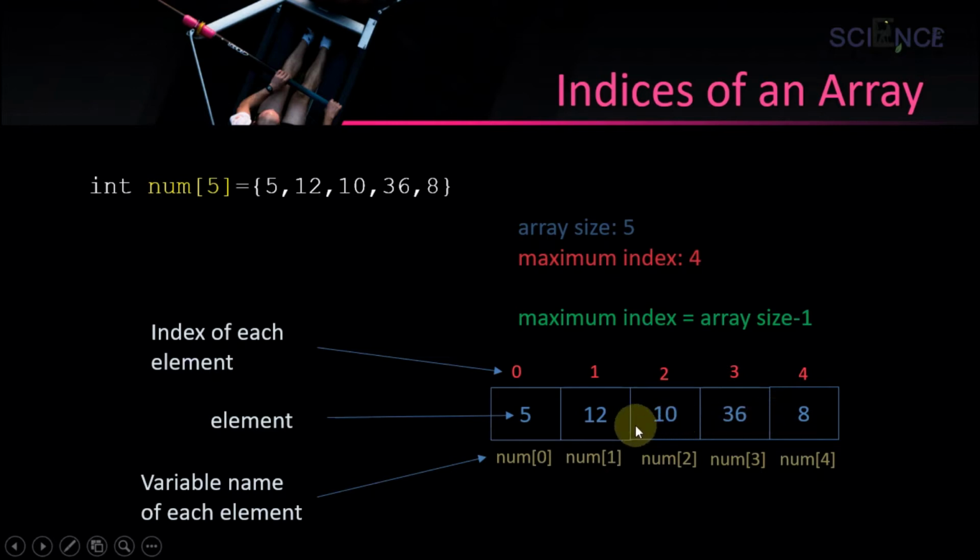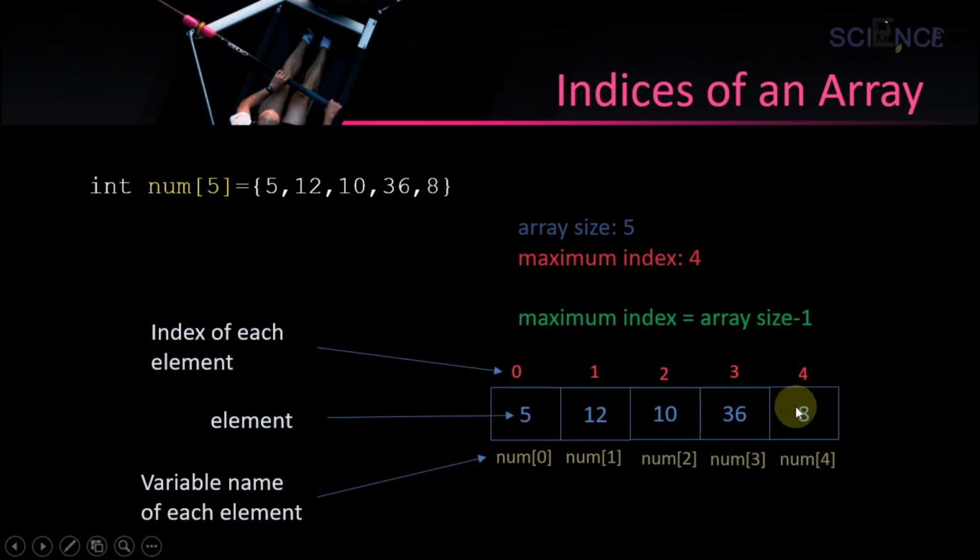So what are the indices? Index, we begin from 0. Index begins from 0 and increments by 1, right? So the index of element 5 is 0. Index of element 12 is 1. Likewise, each and every element has a single index, right?